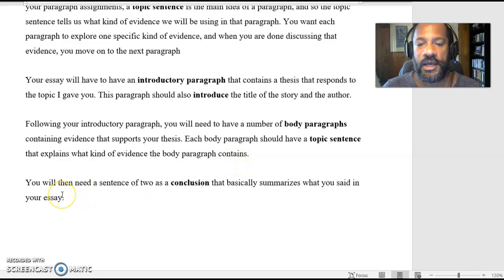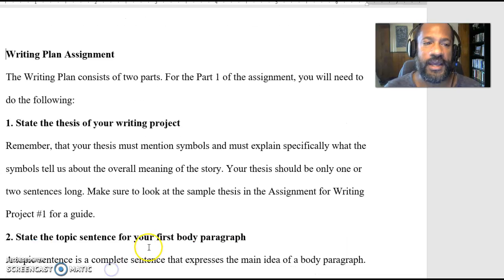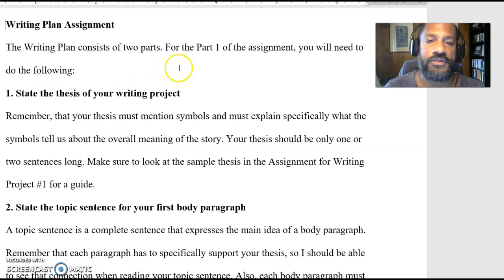Then I say, then you'll need a sentence or two as a conclusion that basically summarizes what you said in your essay. So let's get then to the actual writing plan assignment and see how that plays out here. So the writing plan assignment consists of two parts. For part one of the assignment, you'll do the following. Number one, state the thesis of your writing project.